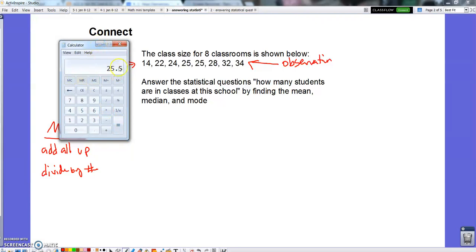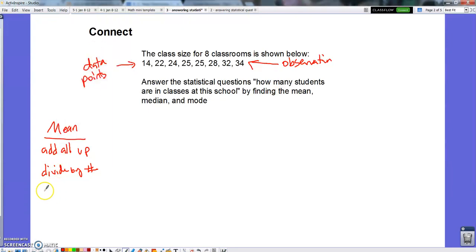It's kind of weird to answer a statistical question with a half of a kid. Think about that. But since we're not talking about any class actually having this number, it's okay. We're just talking about the average. So the mean here is 25 and a half. And so we would say the average class has 25 and a half kids. That's what you would say out loud. That's kind of what it means. Oh, get it? That's what the mean means.